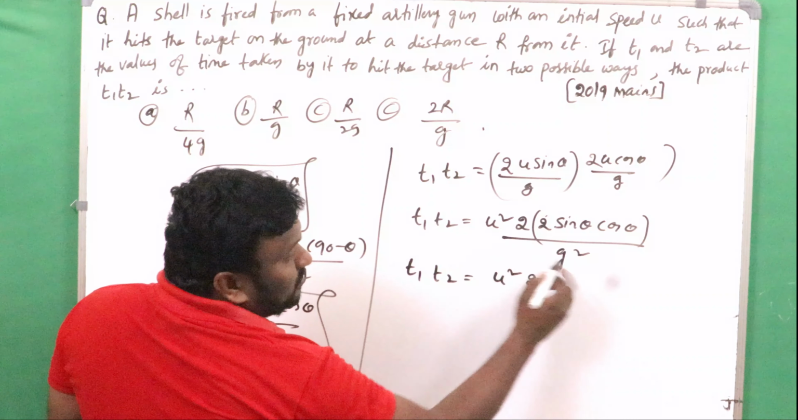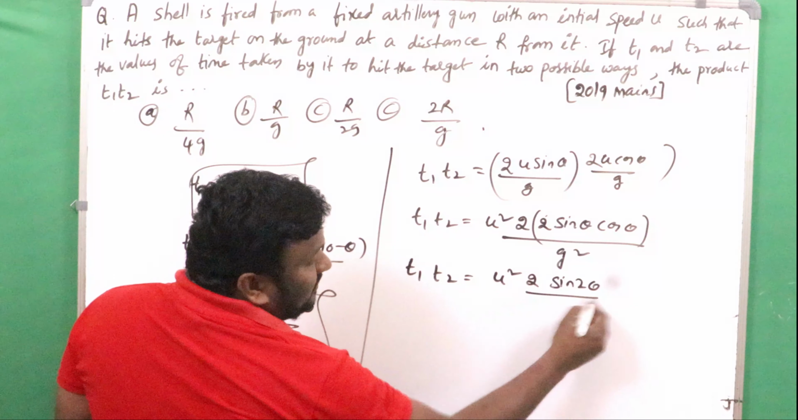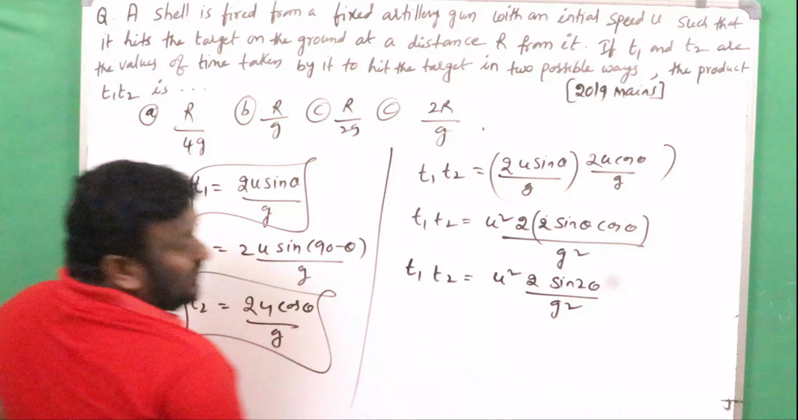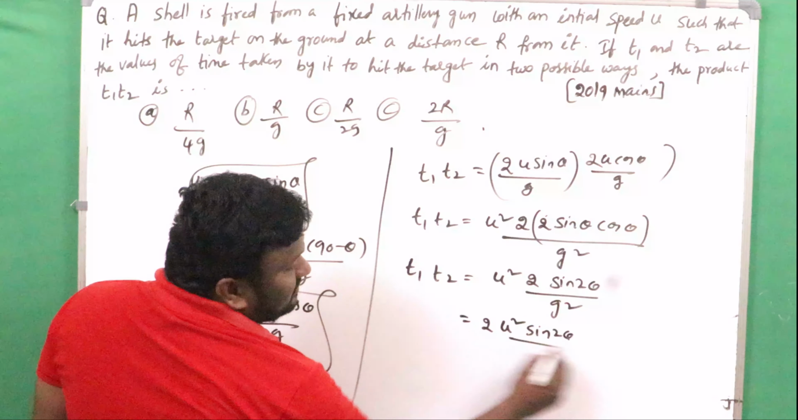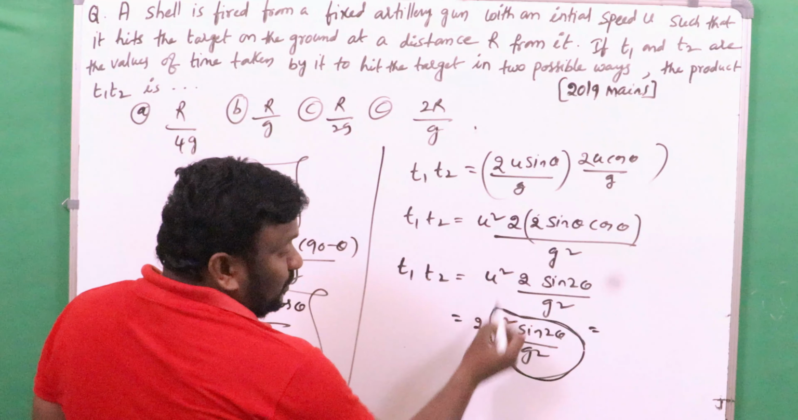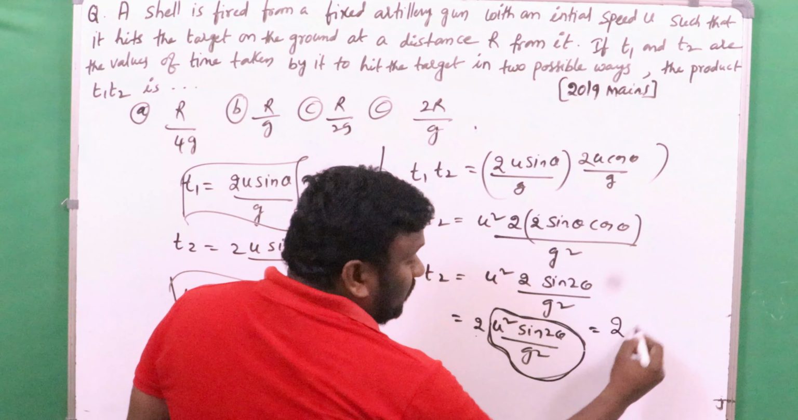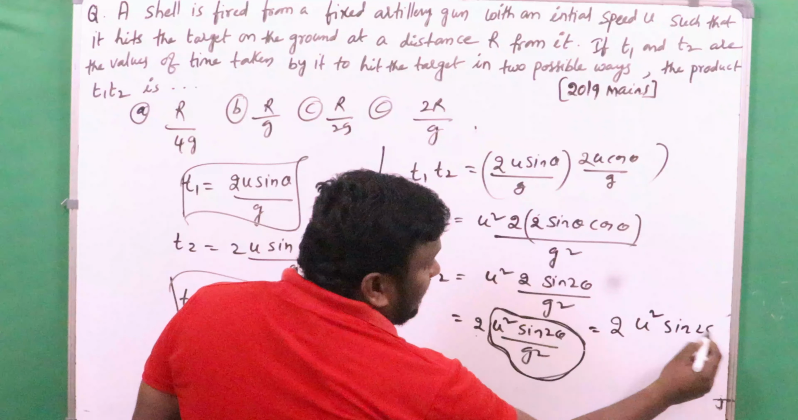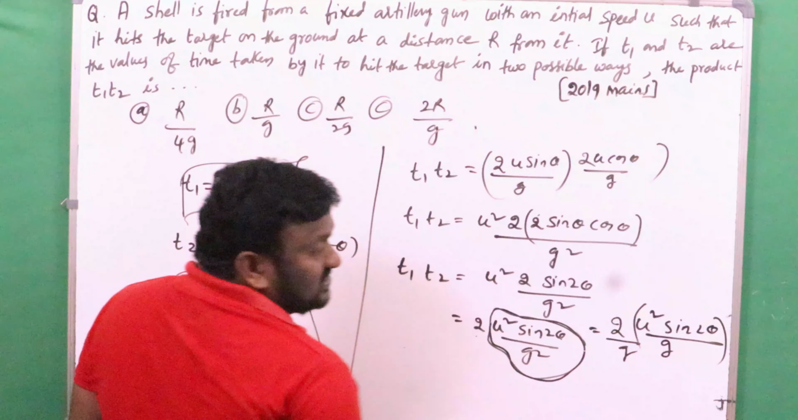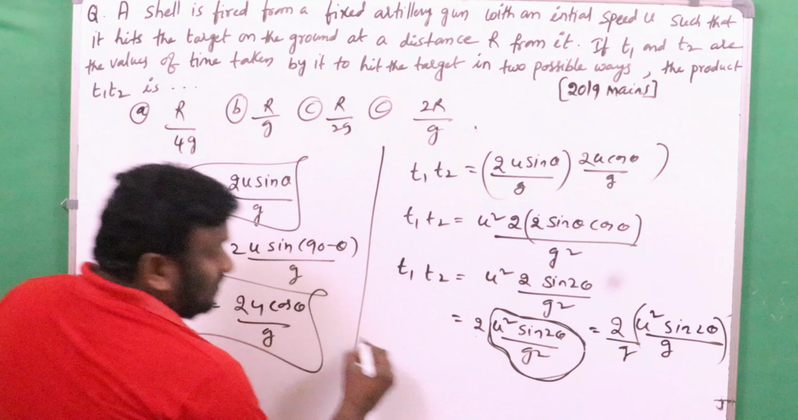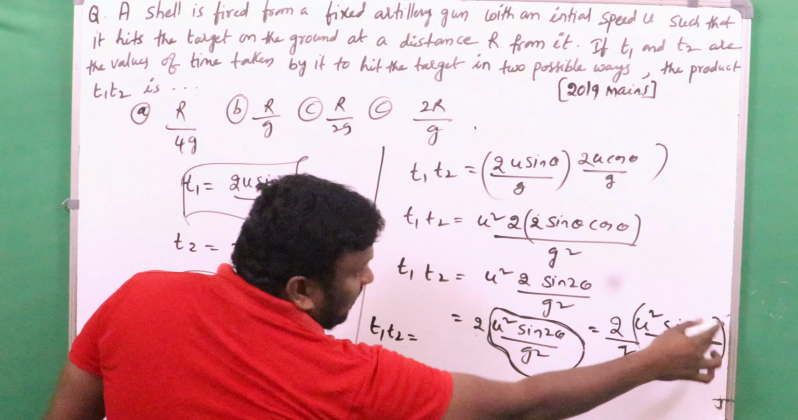Here we can write 2, and this is sin 2 theta, since sin 2 theta equals 2 sin theta cos theta by g square. Then I am going to write 2 of u square sin 2 theta by g square. How can we write it? 2 of u square sin 2 theta by g, by again g, into g square. Then obviously T1 T2 is equal to, here we can write, this value is r.